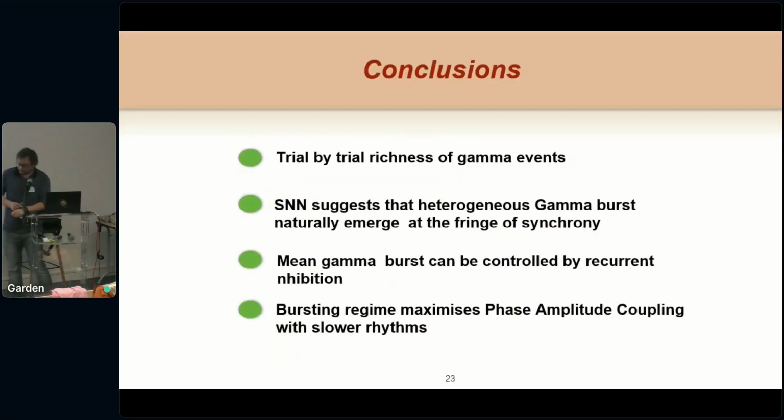Okay. So about conclusions, I talked about the trial by trial richness of these gamma events, saying that if we do not do averages across trials, we can still have a lot of information about the dynamics of our networks and these oscillations. Using models, we can suggest a new mechanism where these events arise at the fringe of synchrony due to the balance between excitation and inhibition, at variance with previous mechanisms based on the synaptic timescale of interaction. The mean event is controlled by recurrent inhibition. Here I miss an I. And again, the bursting regime somehow maximizes the phase amplitude coupling with slower rhythms.